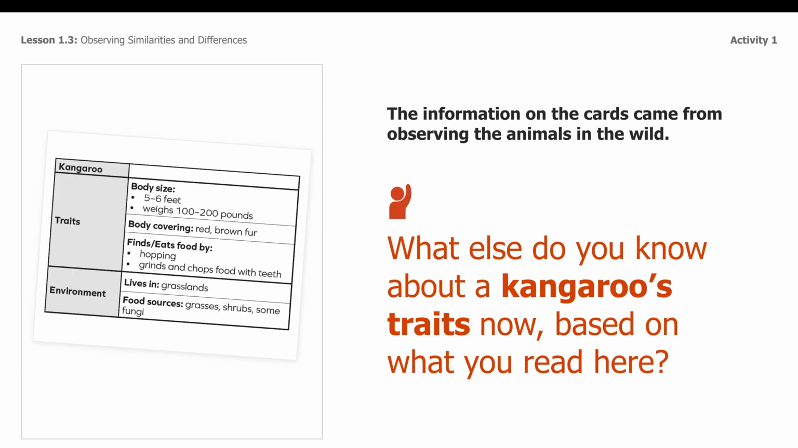So the information on the cards came from observing animals in the wild. On each card, it's going to be accompanied by some writing, which will give some information about the animal. So that's how we're going to be able to know more about the kangaroo's traits. We know that its body size is about 5 to 6 feet, it weighs 100 to 200 pounds, and so on.